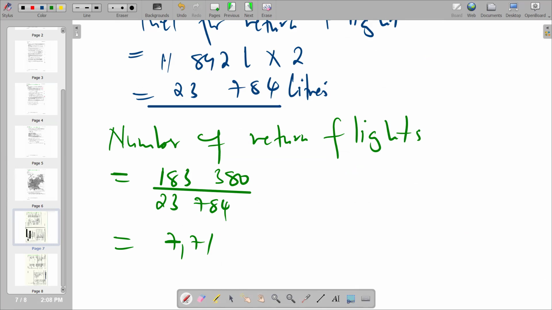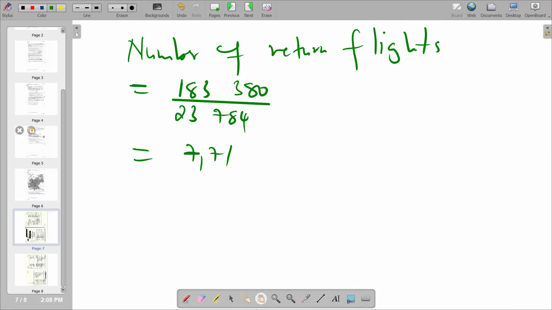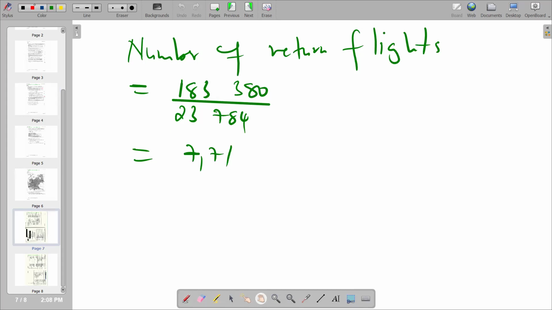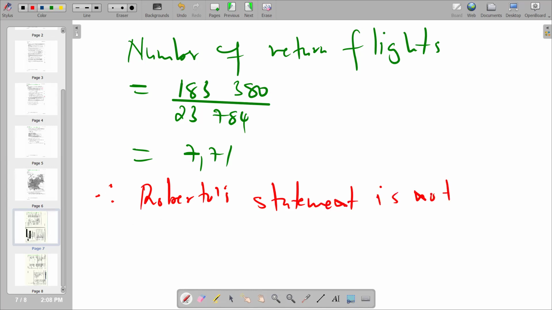So according to the statement that we are given there, what does it say? It says Roberto told his friend at work that the plane can complete 8 return flights. So you can see that the answer that we got is below 8. So that makes the statement not correct. So we are saying Roberto's statement is not true. So therefore, Roberto's statement is not true. So this is what we have.